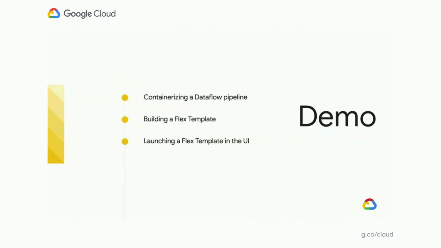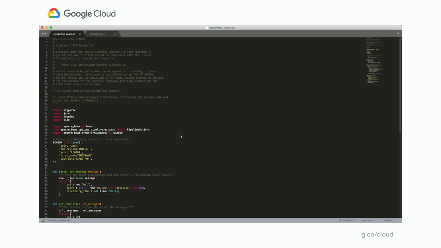We'll now go through a walkthrough of Flex templates, which will show how we containerize a Dataflow pipeline, building the Flex template itself, then launching it from the UI. Before Serena can use Flex templates to share her pipeline with her teammates, she has to first author a pipeline. So we'll start our demo by looking at the pipeline she's authored.